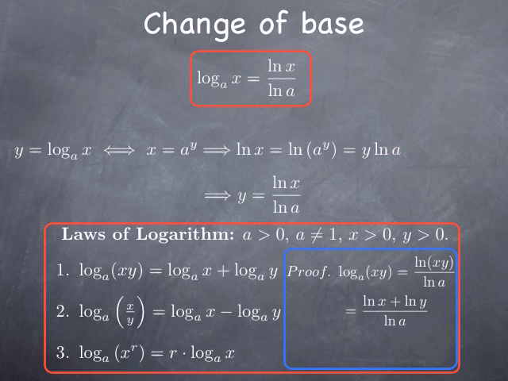So that's ln of x over ln of a, which is log base a of x, plus ln of y over ln of a, which is log base a of y. And so that establishes the first formula. As you see, this is just using what we've already established for the natural log, and the other two formulas would follow just as easily.